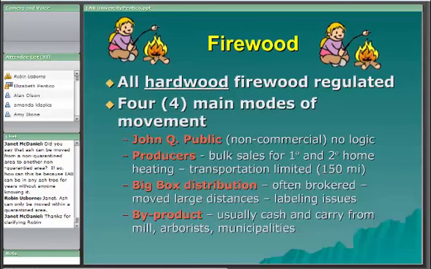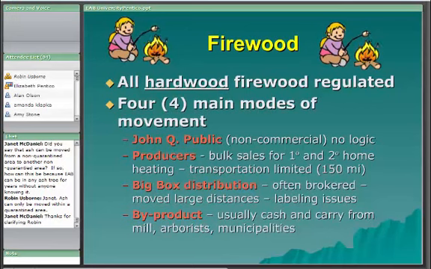west with them. Big box distribution. Any of you that have been in a big box store, which is like an Aldi's or a Kmart or a Walmart, Home Depot, they all sell firewood, and they broker firewood. They get it from a broker, and so that firewood can move quite a long ways. And there are always labeling issues with that firewood. Where did it come from?